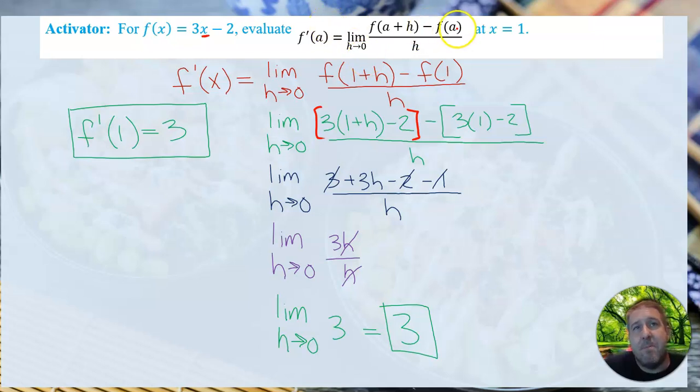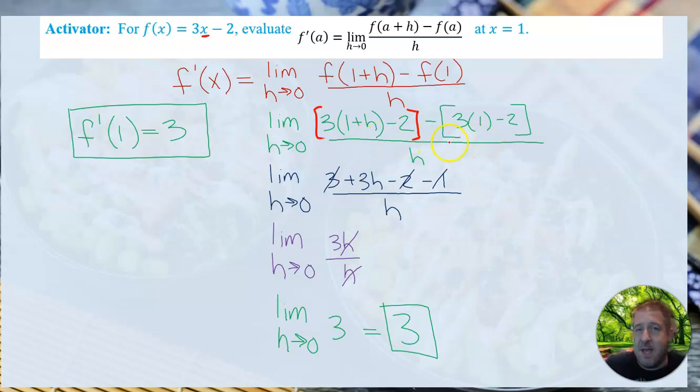And then it says minus f of a. Well, that's f of x, that's really just the function itself. Since we know x is 1, we can just say 3 times 1 minus 2, which I have right here. And then over h. Remember, h is the distance between the 2 points, and we want to squeeze h down to 0 because that's where we're going to have our derivative. If we squeeze it down to 0, that would be the derivative at that point x.